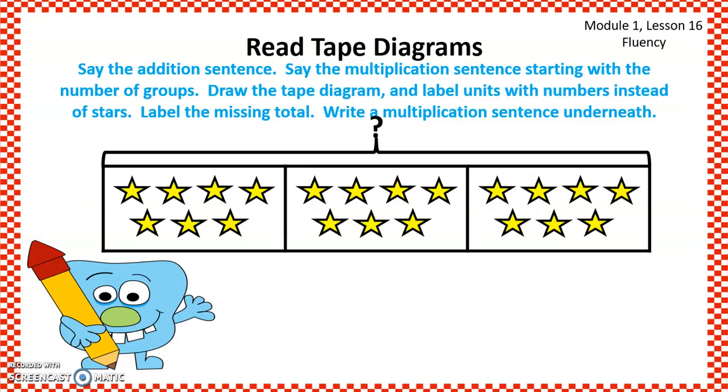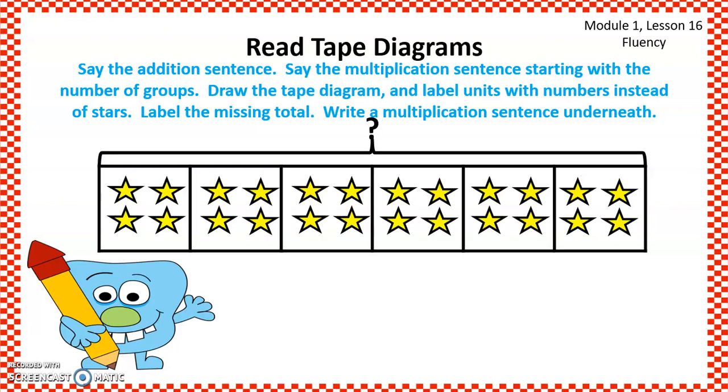What's the size of the group? 3. The number of groups is 3. The size of this group is 7, right? And this is 3 groups, so that is 3 times 7, which is 21. How many groups do we have here? 6 groups. What is the size of each group? 4. Multiplication sentence will be 6 times 4, which is 24.